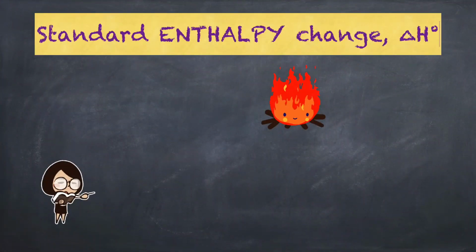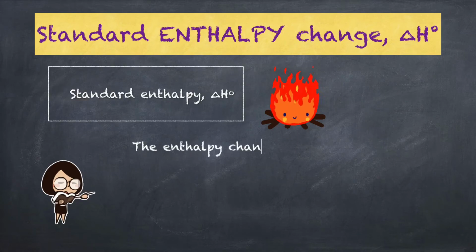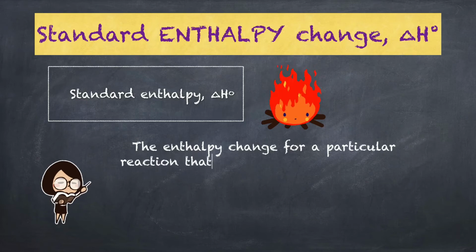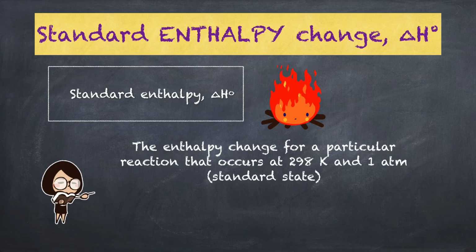Standard enthalpy change. The symbol of standard enthalpy change is read as delta H standard, or perhaps more commonly as delta H naught. Standard enthalpy is the enthalpy change for a particular reaction that occurs at 298 Kelvin and 1 atm.